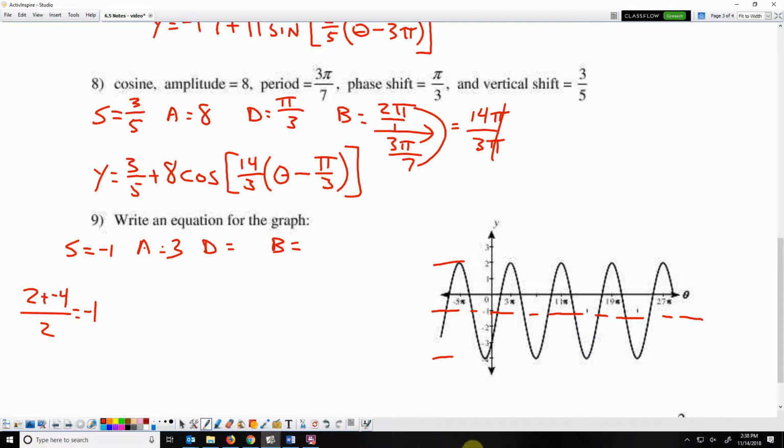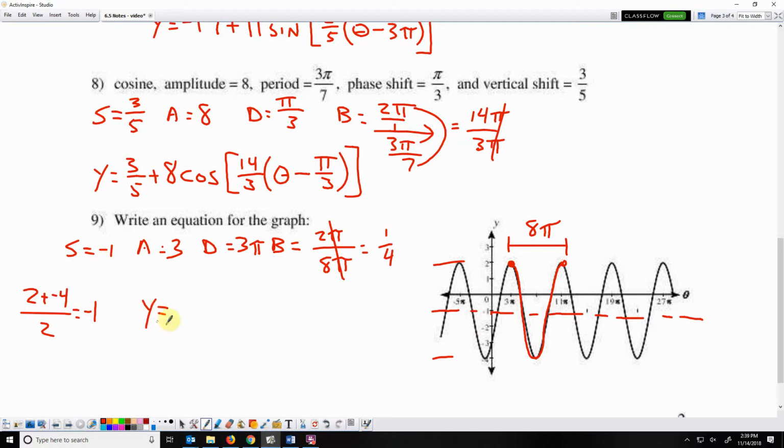Displacement. The first time I know a maximum or a minimum, and I know the radian value, I'll go right here. 3 pi is my displacement. Okay, so next I need b, which is 2 pi over the period. So after I complete one cycle, I'm right here. From 3 pi to 11 pi is 8 pi. That's my period. So I get a b of 1/4.